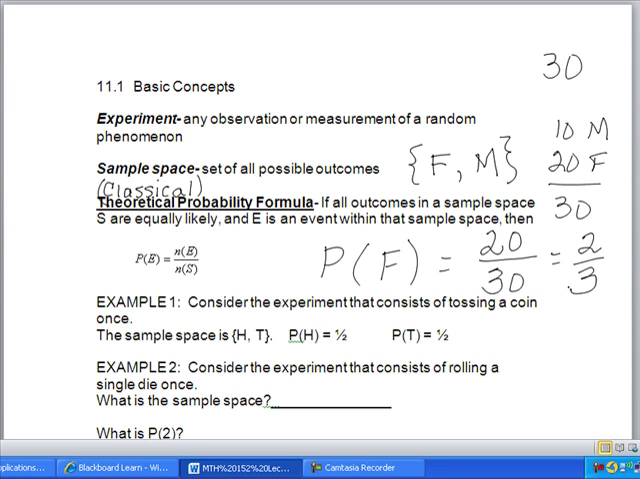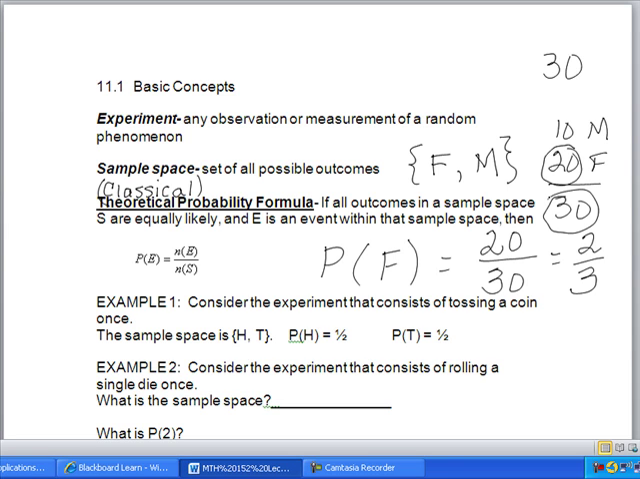So if we look at example 1, consider the experiment that consists of tossing a coin once. The sample space gives us two outcomes, heads and tails. Probability of heads, we have two possible outcomes, so that's the denominator. And there's only one head, so 1 out of 2. Probability of tails. We again have two possible outcomes, and the probability of getting tails, there's only 1 out of the 2. Back in the case when we looked at the females, we had 20 out of the 30. So we had a little bit different situation.